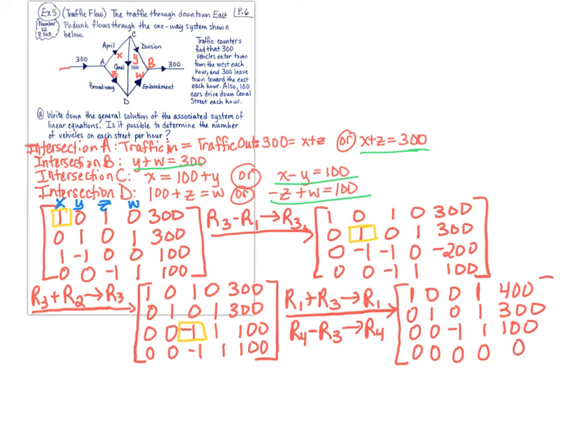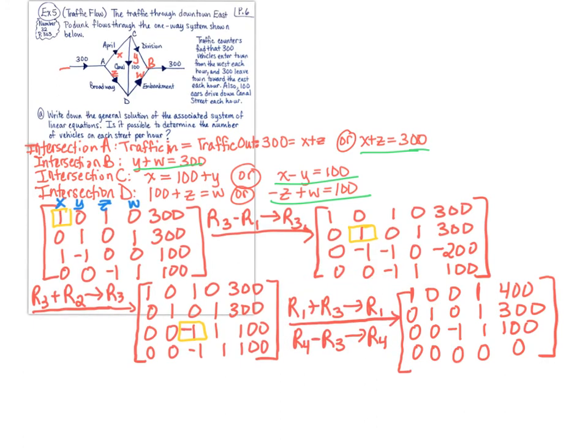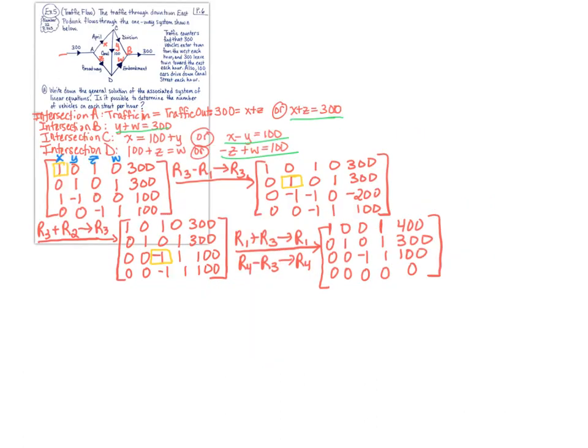So we have a row of zeros. Well, that's interesting. That means we must have something that's arbitrary in the mix. Okay? Now we're going to look at row 3.